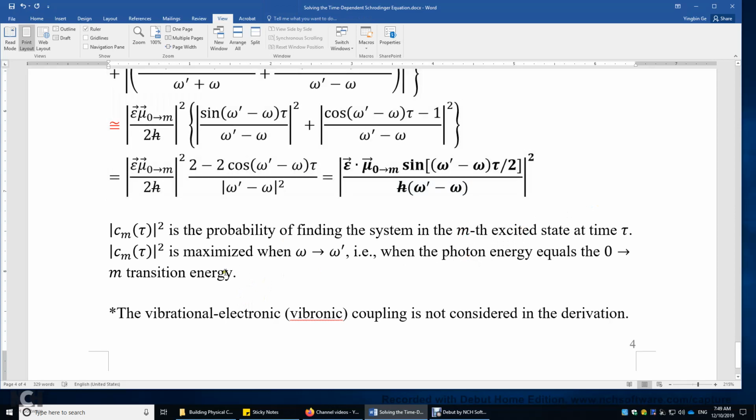In the above derivation, I did not consider vibrational electronic coupling, or vibronic coupling. I may make another video on this topic in the future.